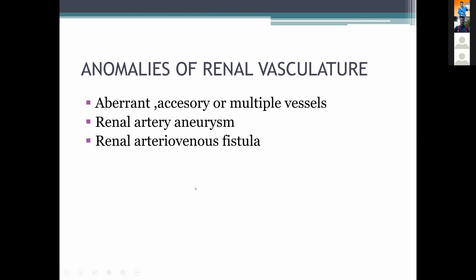Then, of course, we have anomalies of the renal vasculature. We have aberrant vessels, accessory, and or multiple vessels. We may have also renal artery aneurysms, and we can also have renal arteriovenous fistulae.